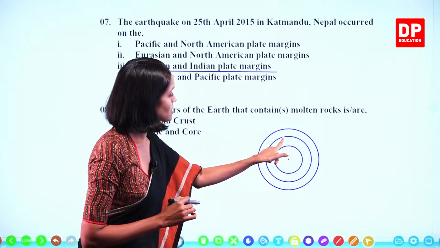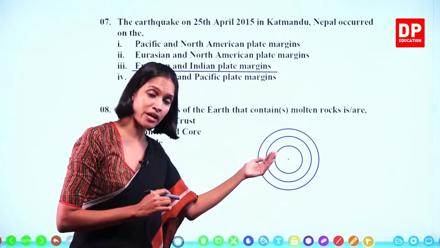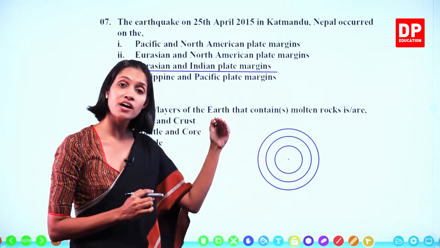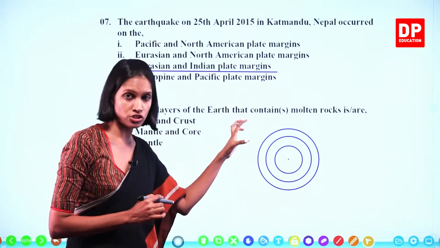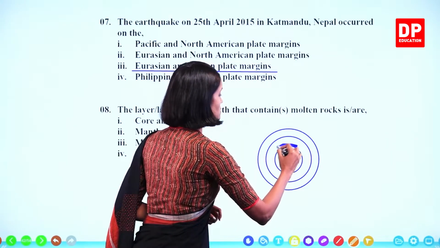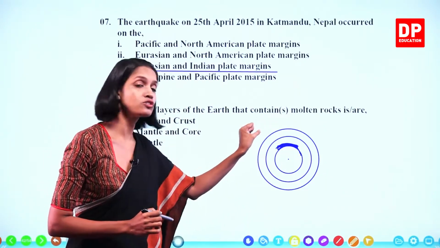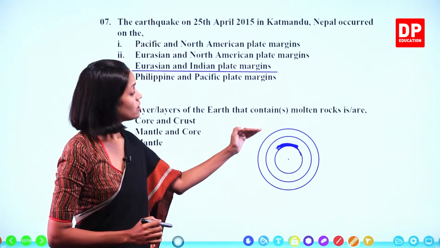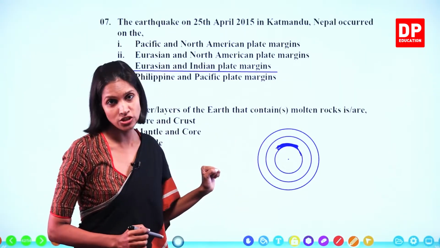What about the second layer, which means the mantle? Mantle has 2 parts, upper mantle and lower mantle. Upper mantle has solid rocks, but because of the high temperature, lower mantle consists of the molten rocks, right? Lower mantle consists of molten rocks. And at the same time, when you consider the core, there are 2 areas of the core called inner core and outer core. Now, because of the high temperature, outer core also contains molten rocks.